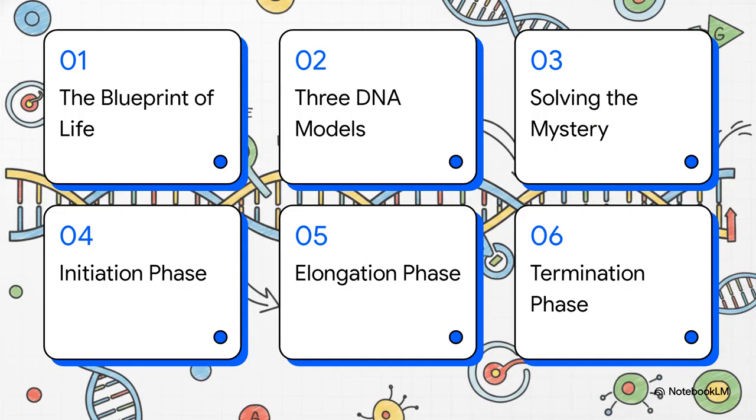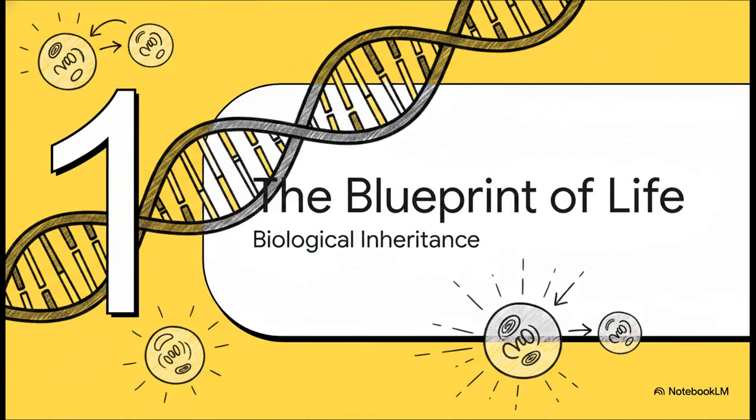Here is our roadmap. First, we'll look at the blueprint of life, then the 3 competing DNA models, followed by solving the DNA mystery. After that, we break down the actual process into 3 steps: initiation, unzipping the genes; elongation, building new strands; and finally, termination, finishing the process. All right, jumping right into section 1, the blueprint of life and the basics of biological inheritance.